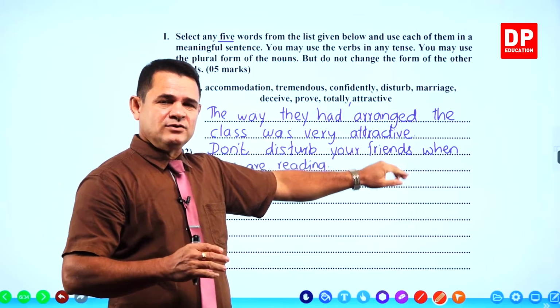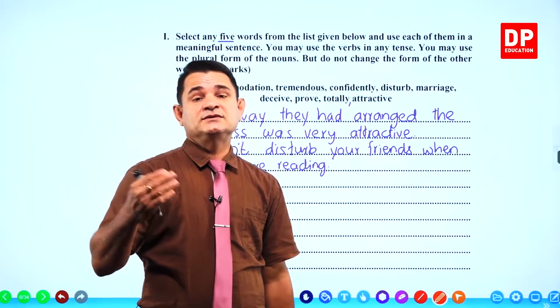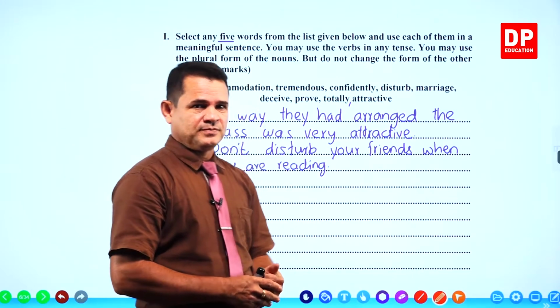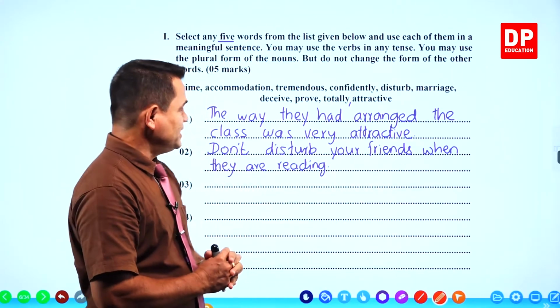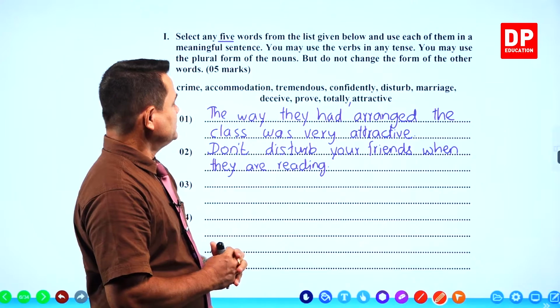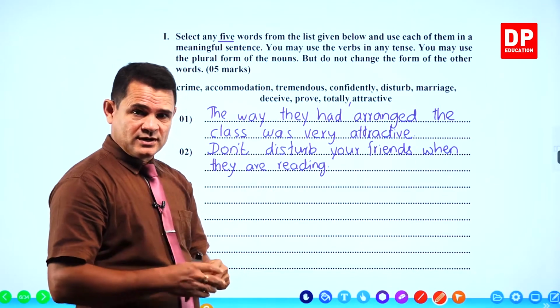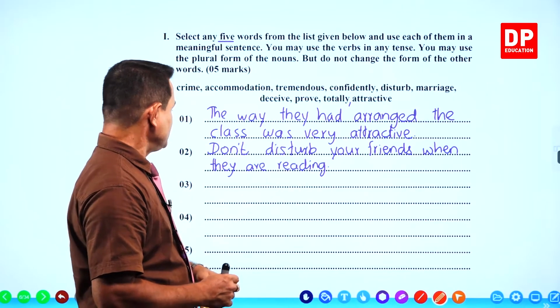You can put anything. Don't disturb others when they engage in something. යමක් කරනකොට disturb කරන්න එපා. ඒ වගේ. This is just an example. You can construct your own sentence, right? I just gave you an example. So then let's try to write, okay, prove. Prove, oppu karana. That is also a verb. Now we used here. Now let's see.